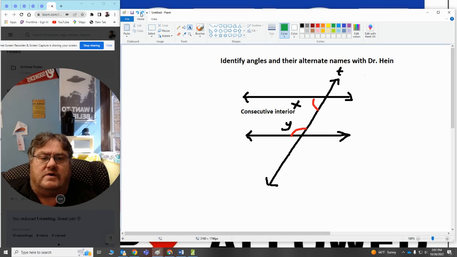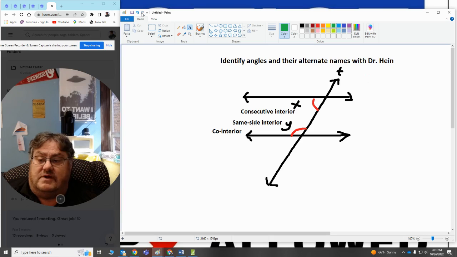Okay, we call this a consecutive interior because it's on the same side as the transversal and on the inside of the parallel lines. Okay, another name for a consecutive interior is same side interior. Same side means the same thing as consecutive. Okay, another name for consecutive interior is we call it a co-interior.